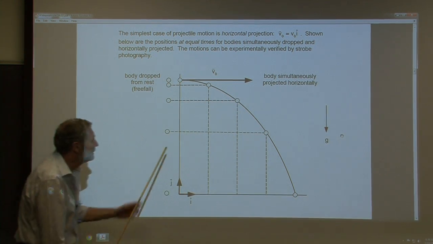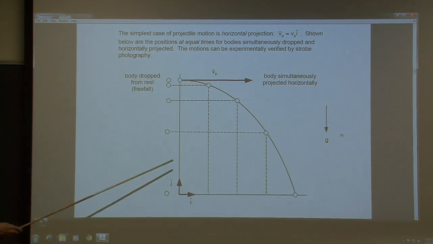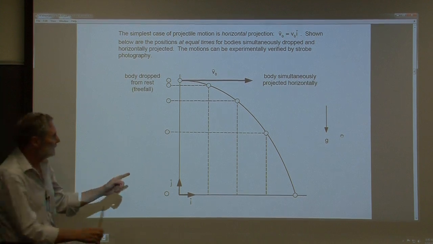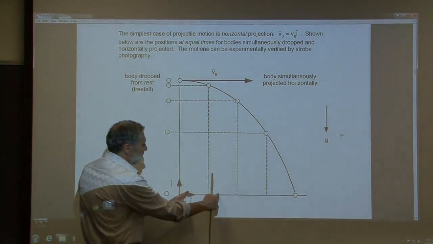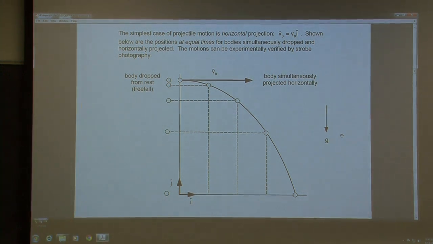And you'll notice that in the x direction, what do you see here? How do you describe the motion in the x direction? Constant. It's constant velocity. Over equal time intervals, it's covering the same distance. Its velocity in the x direction is constant, which has to be the case because there's no acceleration.